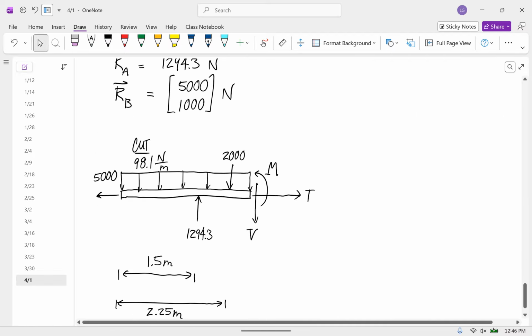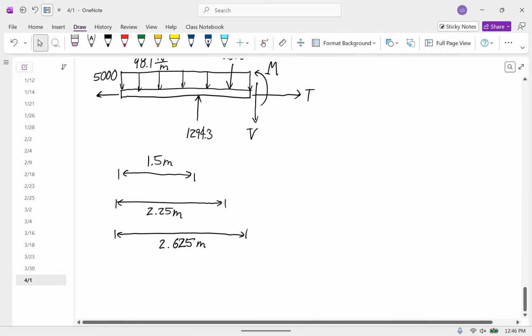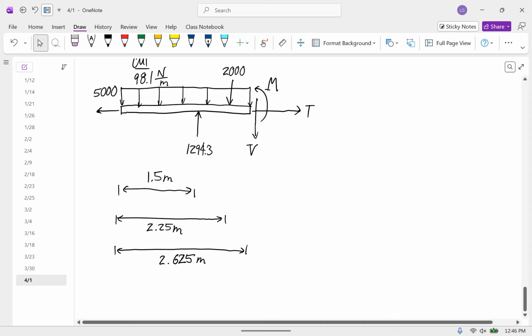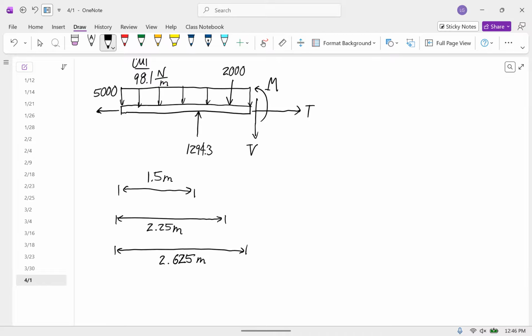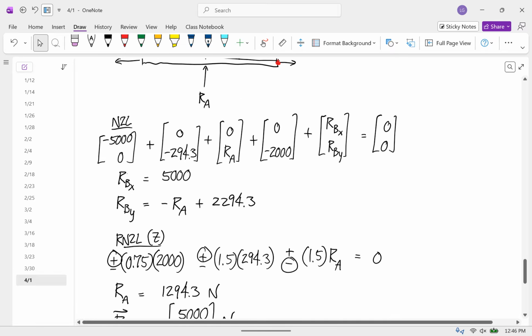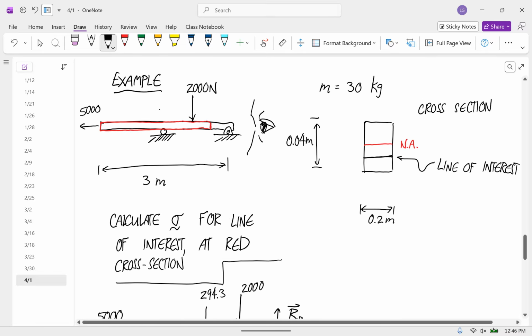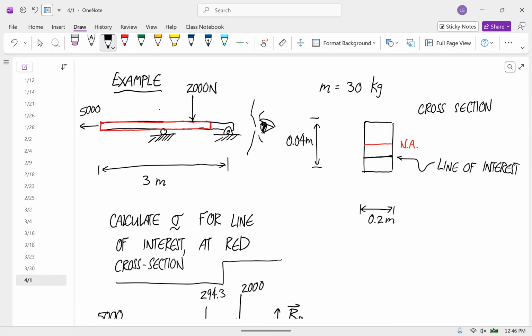How did you get the last measures? Those are 2.625. That was 2.25 plus half of 0.75. These are all just halves. So it's 1.5 from the left to the roller. Half of 0.75, half of 1.5 to get from the roller to here. So now we're at 2.25. Half of 0.75 to get from here to here. So I think that's what it is.